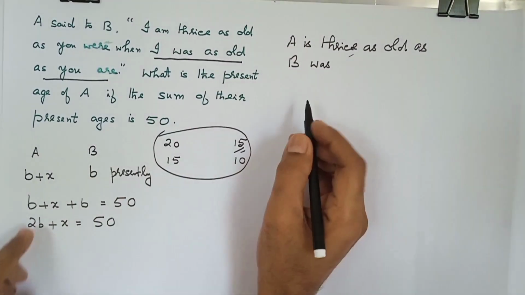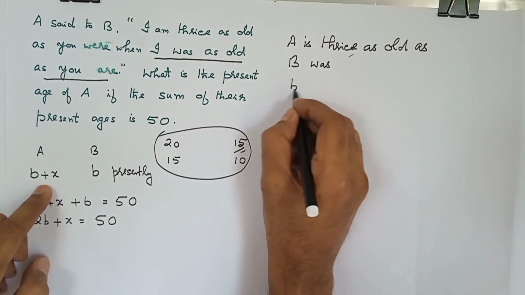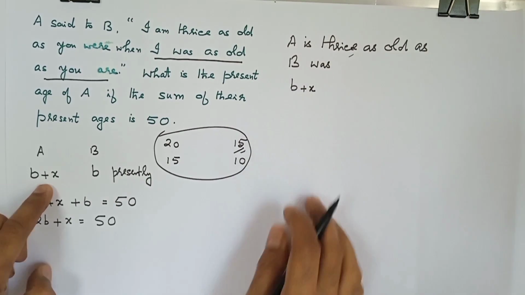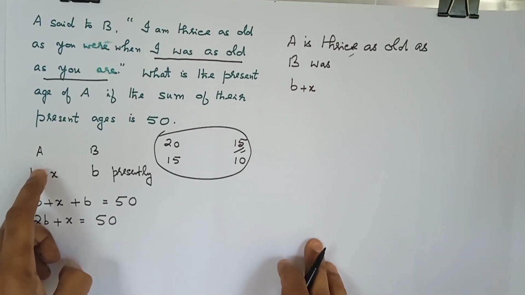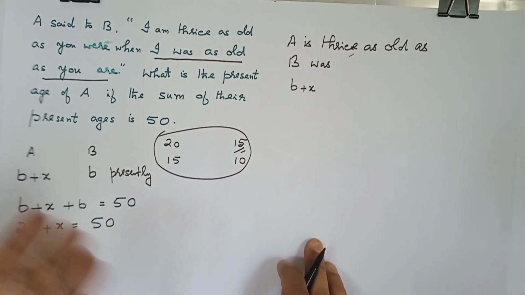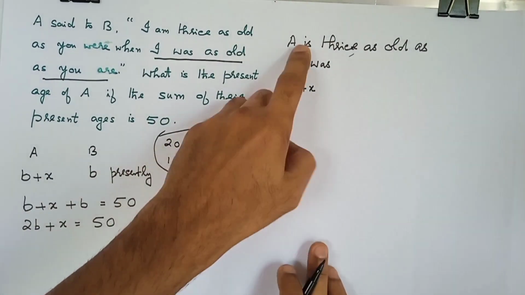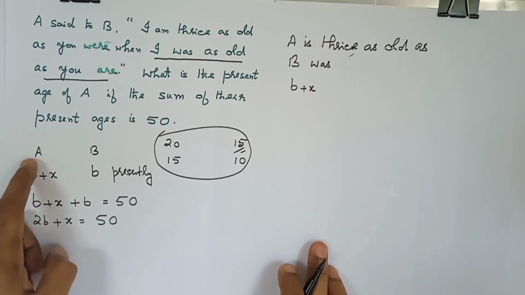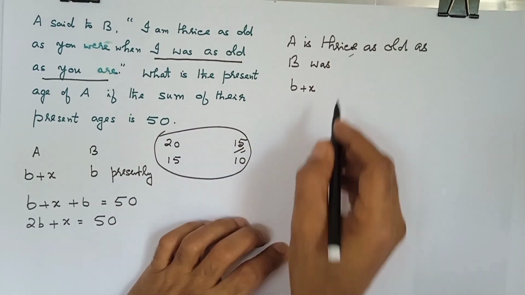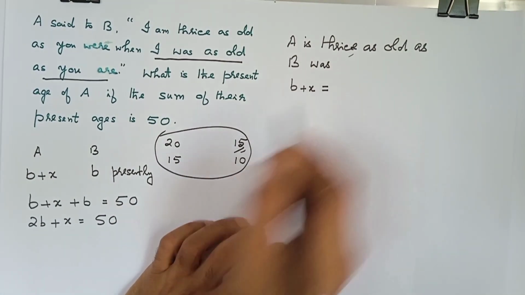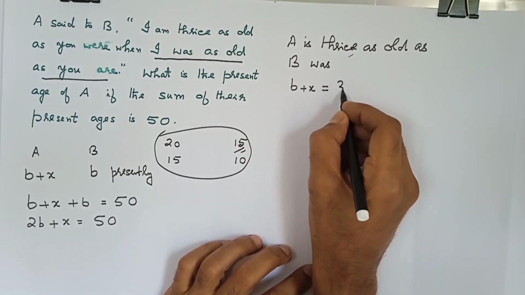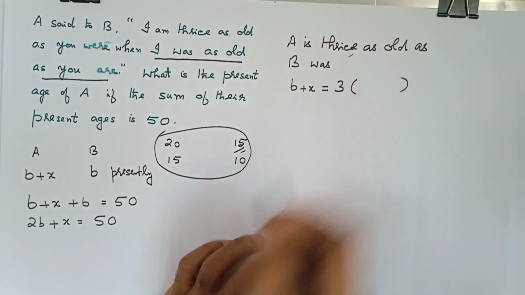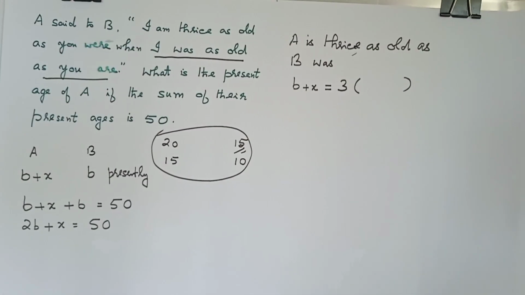Now, A's present age assumed to be B plus X, and is means presently. Is present, was past, will be future. In that case, A is. So, A is B plus X. Is means equal to 3 times. Thrice means 3 times. 3 times whose age? B's age. B's what age?